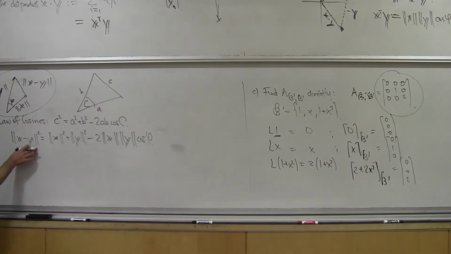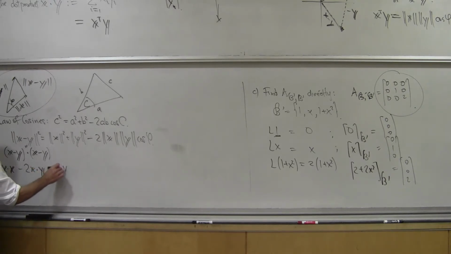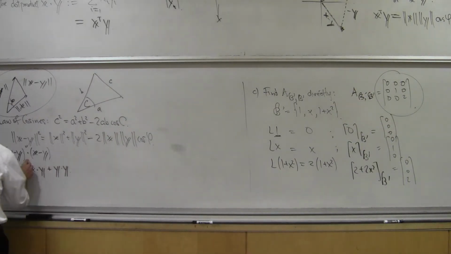You say, okay, well, look, this thing here I'm going to write as the dot product of x minus y against itself, right? This thing on the left is the square of the magnitude. We know that the square of the magnitude is the dot product of the vector against itself. Right? Okay, so that's going to be x dot x minus 2x dot y plus y dot y. Right? These guys are equal.